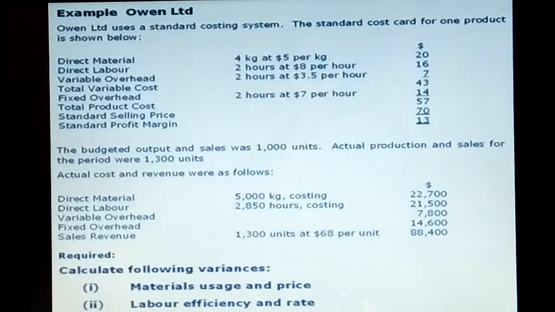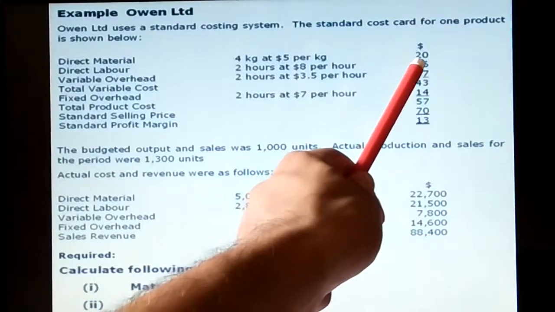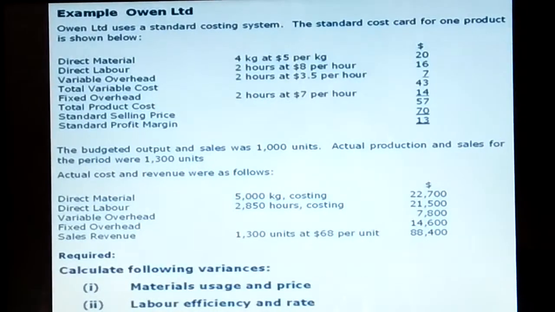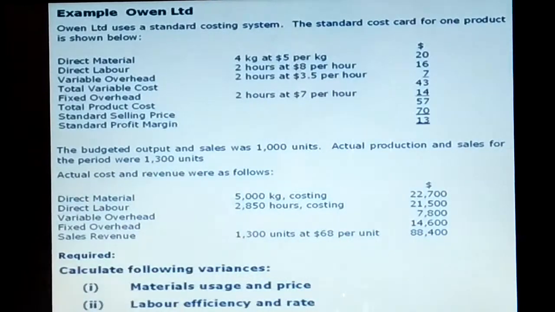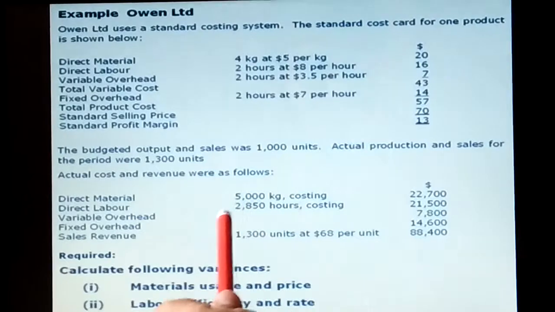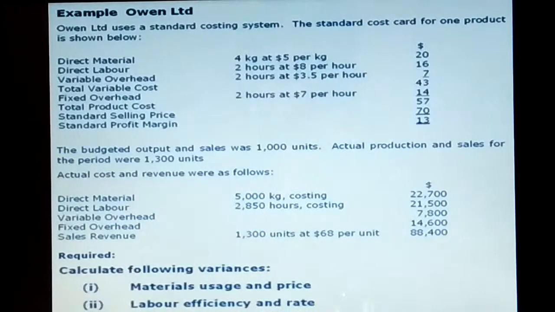So either we can convert this per unit cost into hundreds and thousands of units, or we can convert these hundreds and thousands of units into per unit form. Standard cost is always given in per unit form, so we are going to convert these hundreds and thousands of units into per unit form in the solutions.